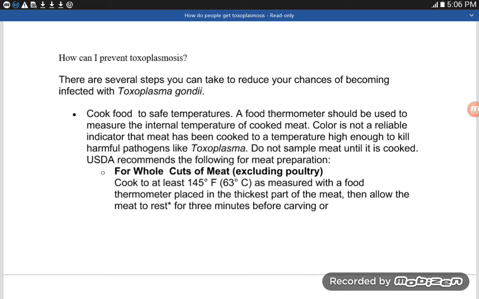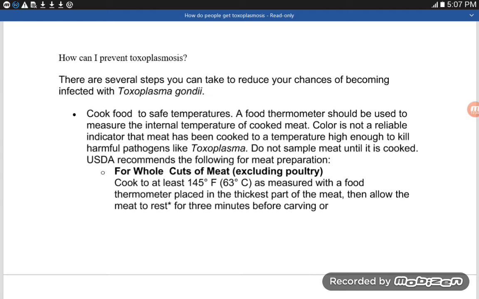Color is not a reliable indicator. By using the color change of the food, we cannot decide that the meat has been cooked to a temperature high enough to kill harmful pathogens like toxoplasma. If we use a low temperature, the color may change, but that temperature is not enough to kill harmful pathogens. So we have to cook at a high temperature.